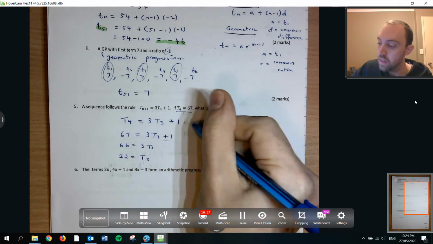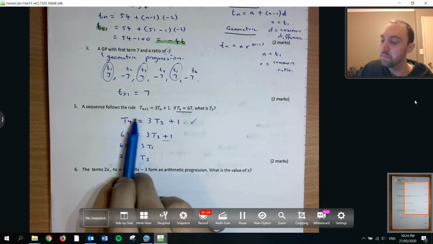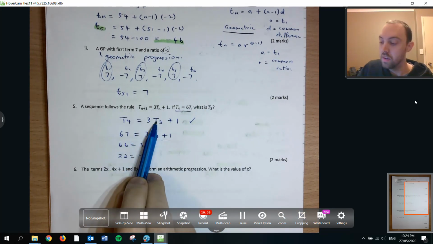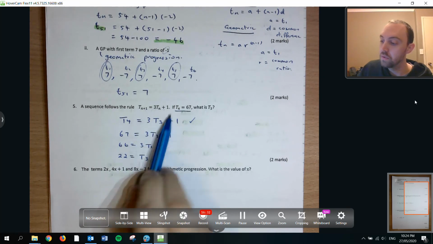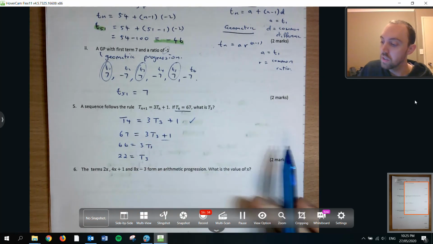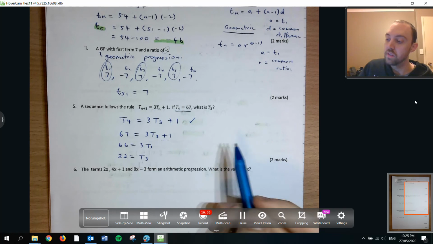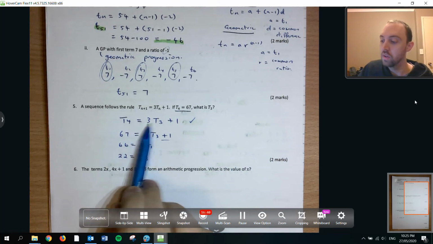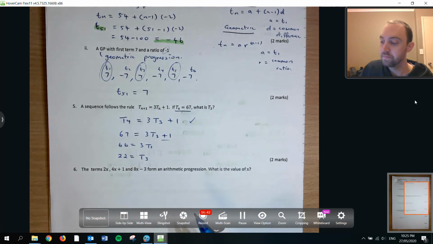Okay, that's the important part. You have to remember that your next term is equal to some multiple of your previous one. Well, these two are very close together. If you needed to go back to T2, then you would go T3 is equal to 3 lots of T2 add 1. And go backwards again, following the same pattern.